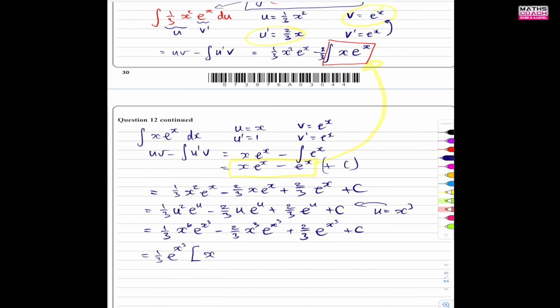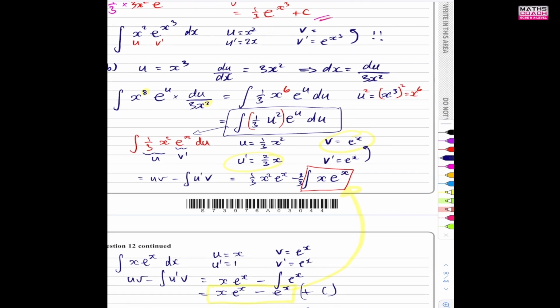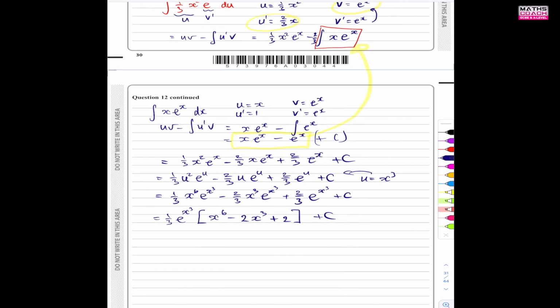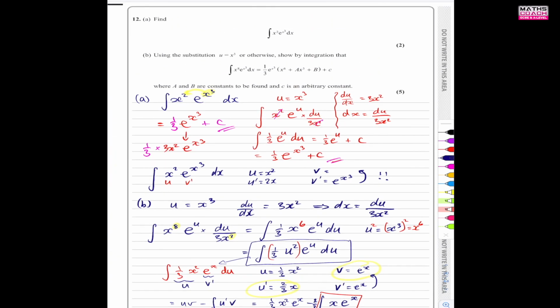So we'll be left with x to the power 6 minus 2 x to the power 3 plus 2, because 1/3 of e to the power x cubed has been taken out. Close that, and then plus c. We compare this to what we have above. So it looks like a is the coefficient of x cubed, and b is a constant. So a therefore equals minus 2, and b equals 2. Double check that.